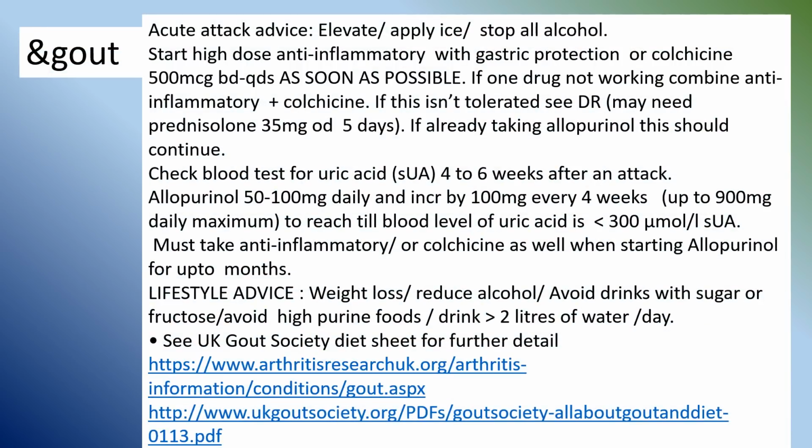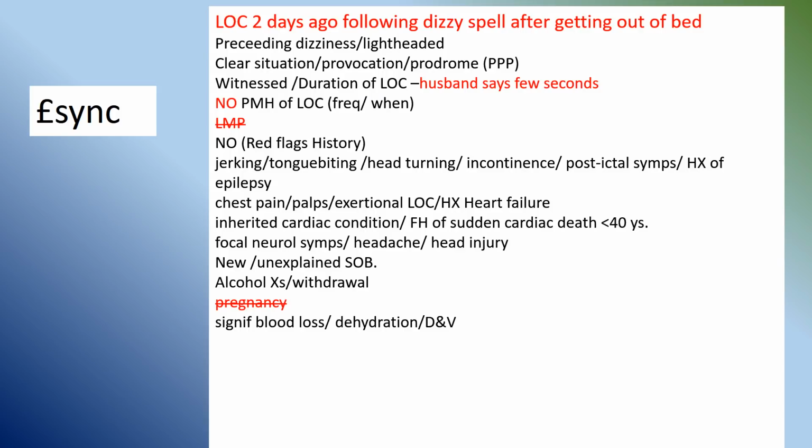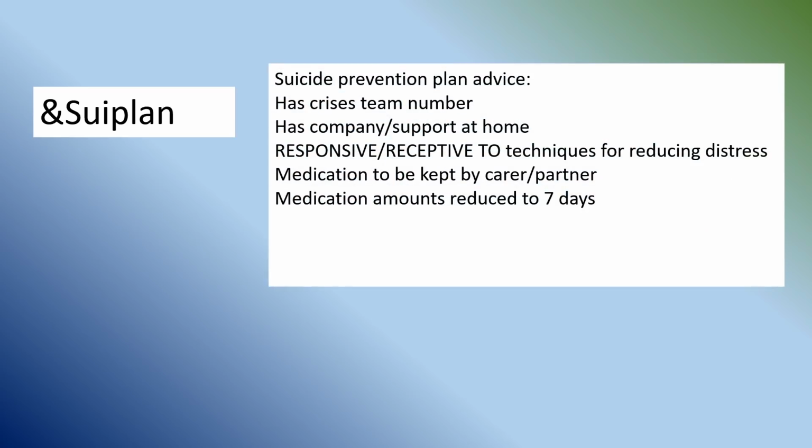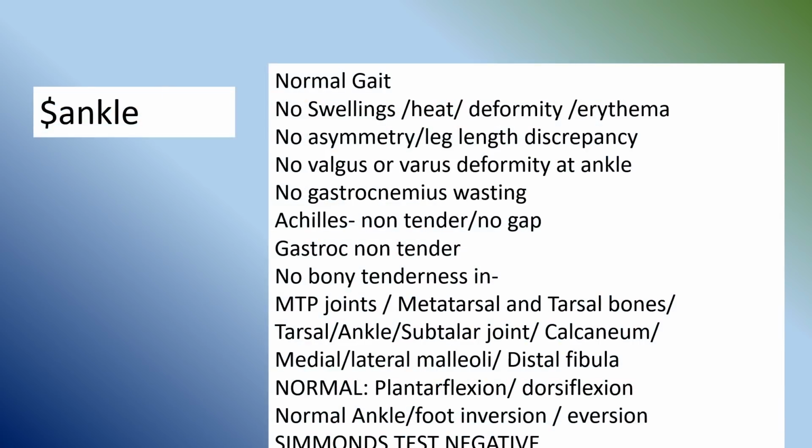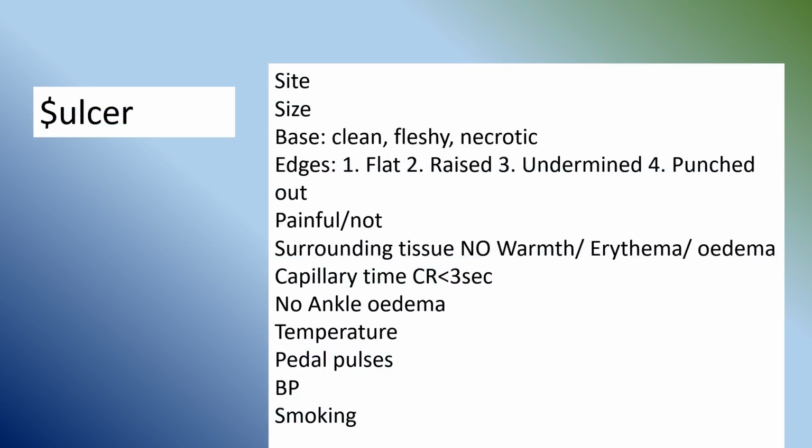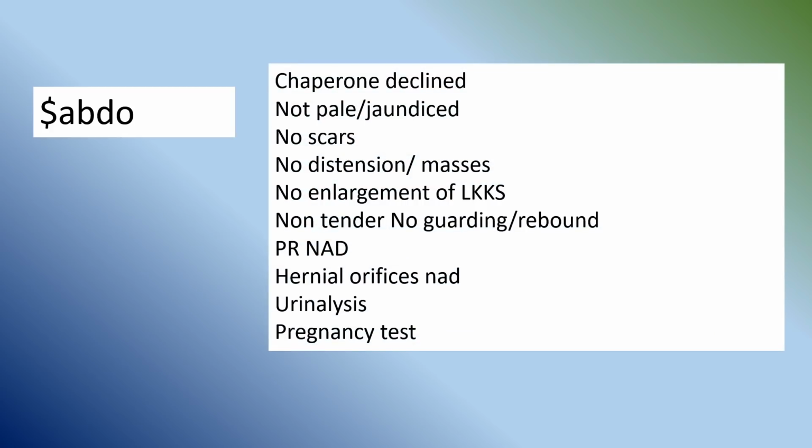This is the advice shortcut for patients who develop gout. Syncope history shortcut and applied in a real case. And this is the safety netting shortcut for patients who have suicidal thoughts. Ankle examination shortcut. Ulcer examination shortcut. Abdominal examination shortcut, and an example of it being applied.